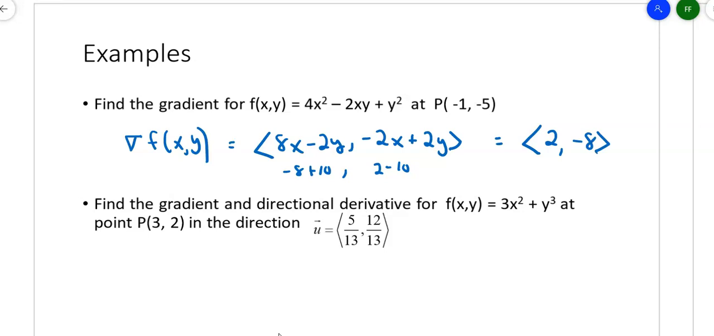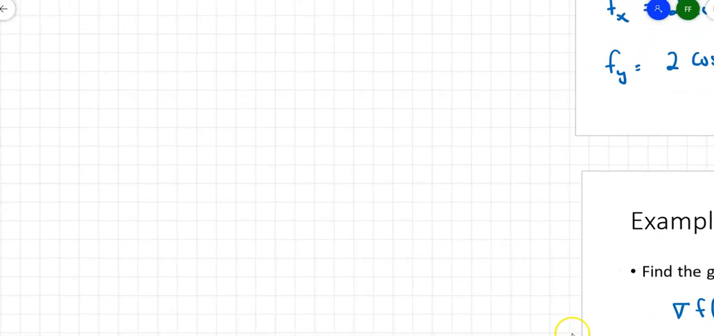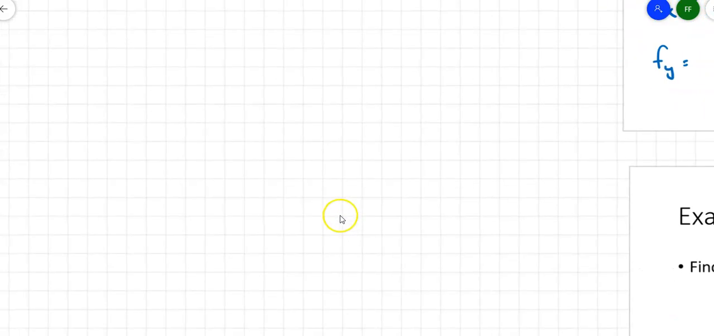Now the next question kicks it up a little bit. It says find the gradient and the directional derivative for f of xy at a given point in this direction. First of all, is this a unit vector? I think it is. It makes a 5, 12, 13 triangle if I'm looking at it right. 5 squared is 25. 12 squared is 144. 13 squared is 169. Sure enough, that's 1. All right, so that vector here is already a unit vector. We're in good shape. Let's come over on the side here, and I'll rewrite the function.